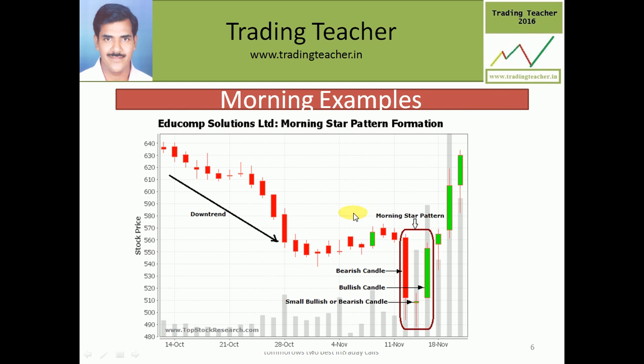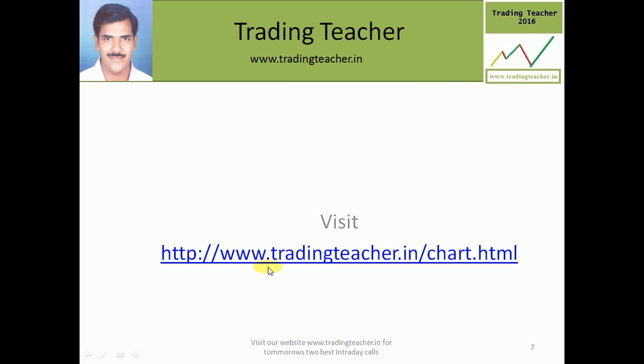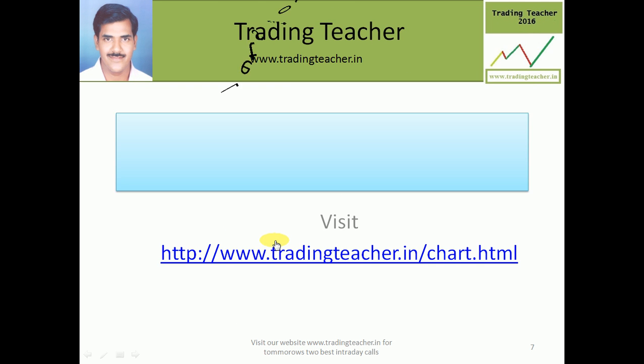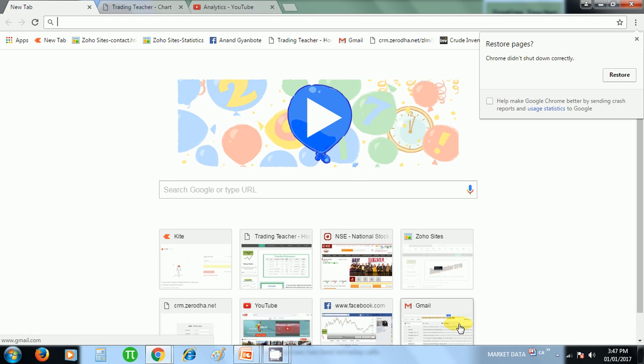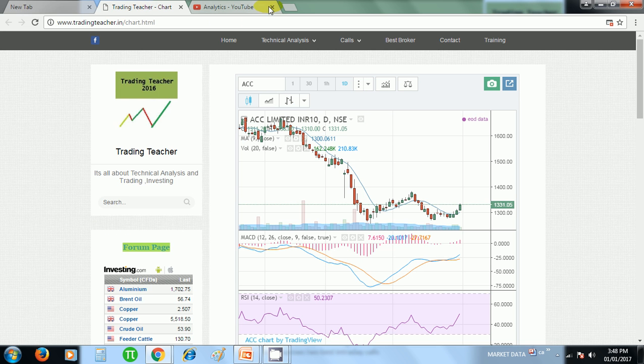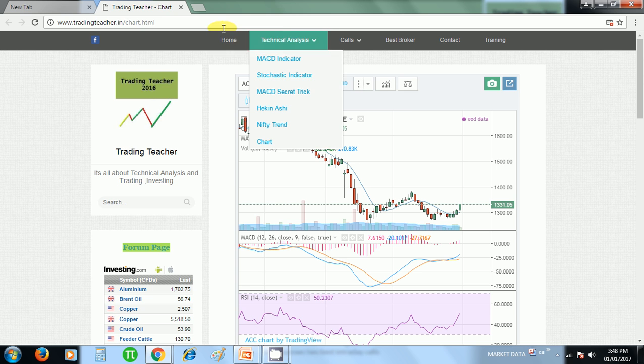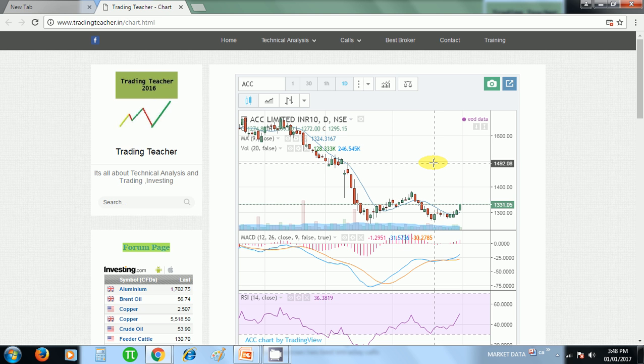We will go to the live chart right now and find these patterns in the chart. For study purposes, we have this on my website, www.tradingteacher.in/chart.html. I have already opened it here in Google Chrome. By default it opens the ACC chart, and if you think this chart is too small and you are not able to look at it correctly, you can click here and the chart will open in a big window.